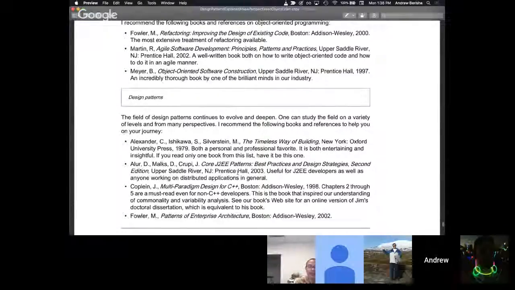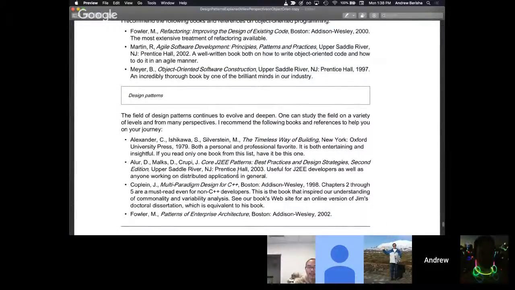Object-Oriented Software Construction, Bertrand Meyer. Never read that book, but it gets universal praise. And design by contract, that's his coining. And the language Eiffel sort of supports that.